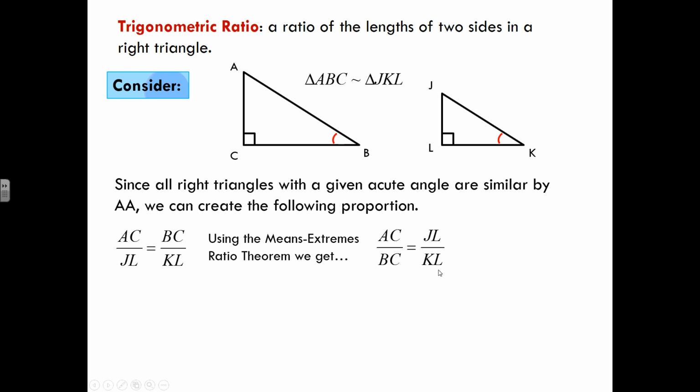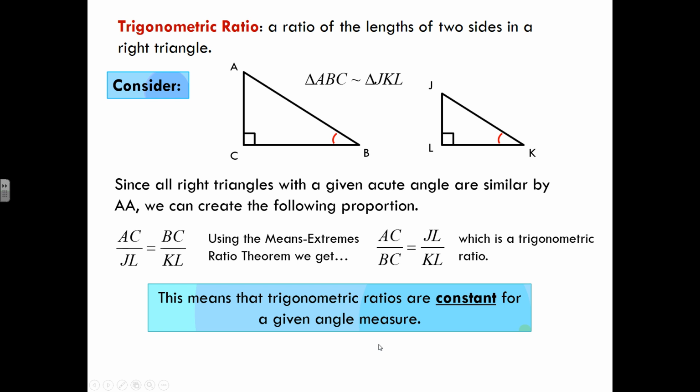And because they're equal to each other, that's going to end up being a constant. And because we're dealing with the two lengths of a right triangle, that's technically what a trigonometric ratio is. So this means that trigonometric ratios are going to be constant for a given angle measurement, whatever acute angle, B, K, J, A, as long as we're not talking about the right angle, okay?